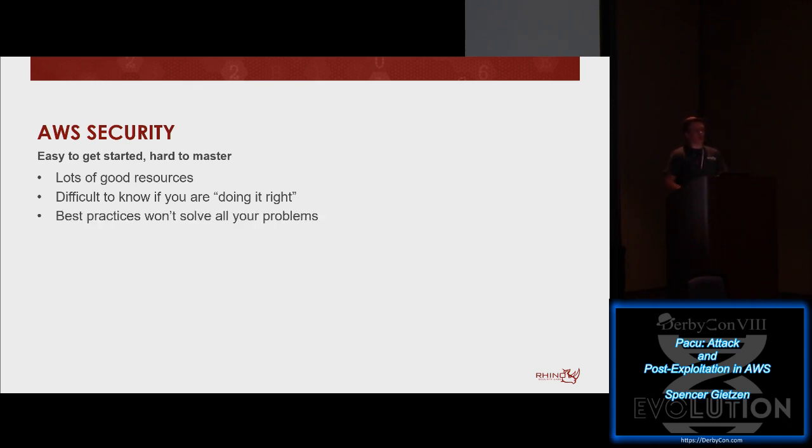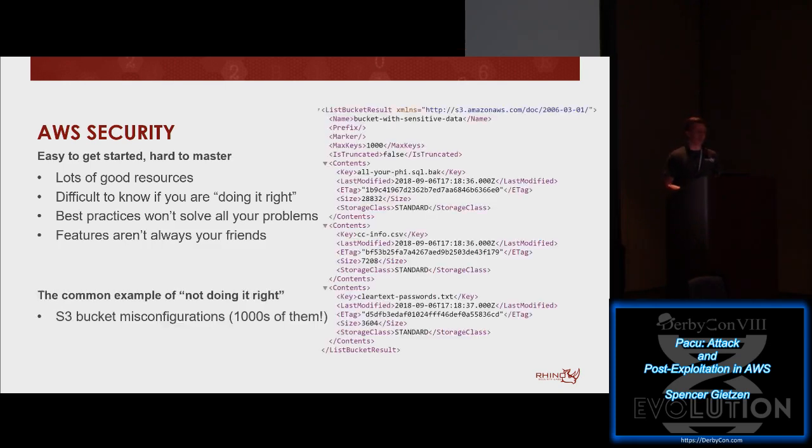In a lot of cases, best practices are not going to solve all the problems that you're going to encounter, and features aren't always your friends, so something that you think was useful might come back to bite you later. The most common example of not doing it right is the seemingly thousands of S3 bucket misconfigurations over the past couple of years, where people are just leaving their data wide open to the internet for someone to find, over and over again. This example right here on the side, you might recognize it.